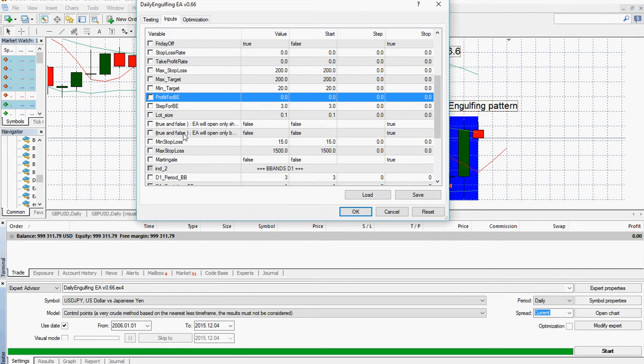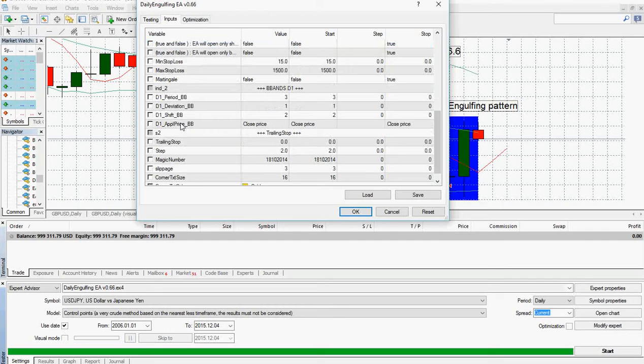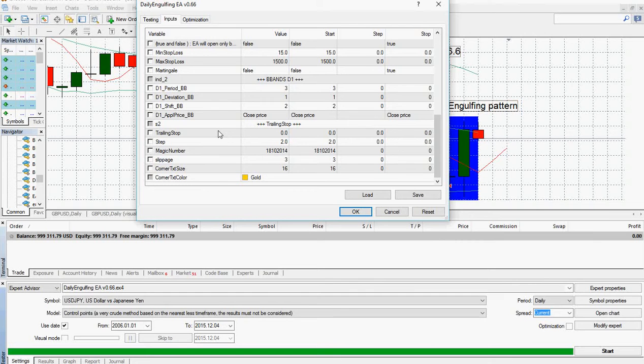You have true and false, short and long trades only. If you want, for example, and you wait for some big increase, rising wedge or rising trend, in that case you can set that you want to see only buy orders. You don't want to see sell orders. If you like that, you can set it in my expert advisor. As you can see, there are Bollinger Bands. You can set period and deviation and shift and all other things, but you don't need to think about this. Everything is set like now.